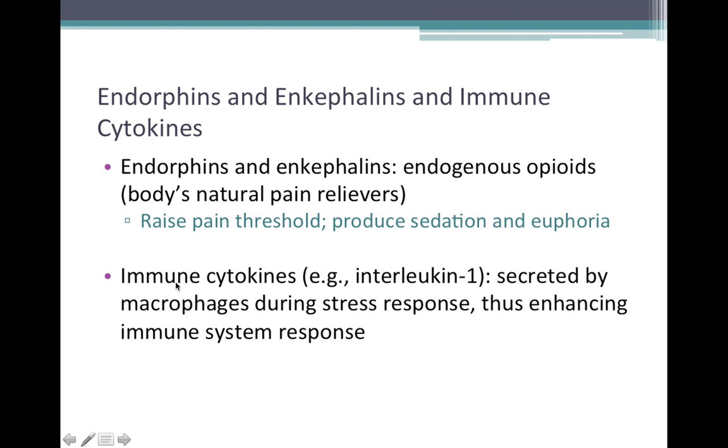Now, there are also sort of hormones that are released by your immune system during a stress response. And so what's really interesting is that stress and immunity kind of go hand in hand. Now, in the short term, stress can increase or enhance your immune response. However, chronic stress can have a deleterious or detrimental effect on your immune system, where chronic stress can actually lead to a depressed immune system.